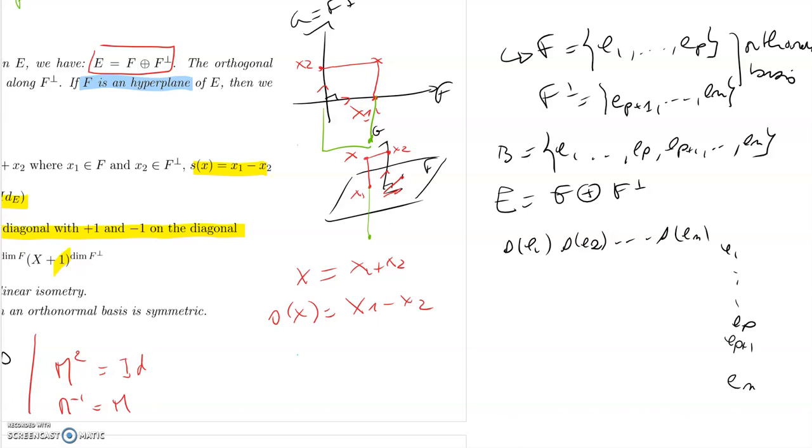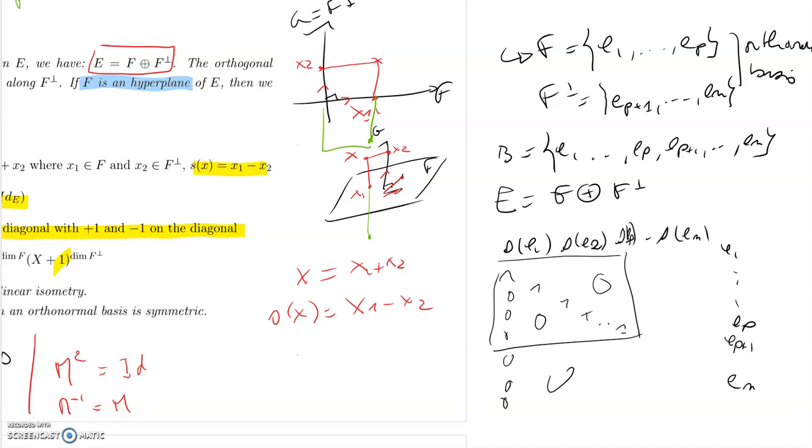E1? It's going to be E1 because it's in F, so anything that belongs to F is going to be sent to itself. Okay, so basically you're going to have, if that goes up to S of EP, a block here that corresponds to the identity. Because each vector is going to be sent to itself, right? And of course, 0 times the vectors from the orthogonal. Okay, so here you've got an identity block.